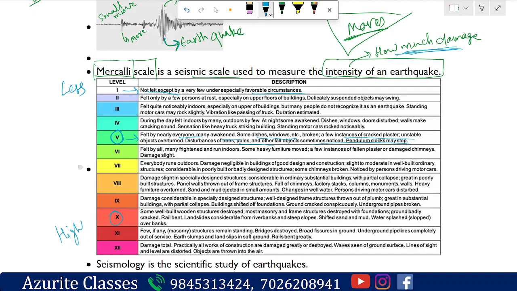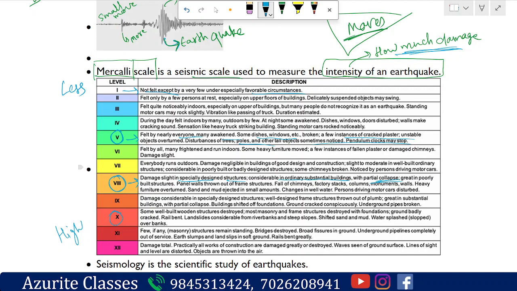Some dishes or windows will break, a few instances of cracked plaster, and unstable objects are overturned. If something is kept on a shelf, like a clock, it will fall down. That's it. But if you go up to 8, there is slight damage in specially designed structures, that is buildings. If buildings are not constructed properly, they may fall, with considerable damage in ordinary substantial buildings and partial collapse. Buildings may collapse, and different things will happen.